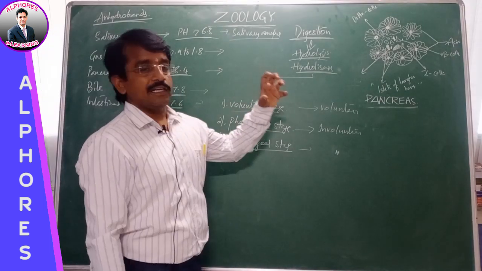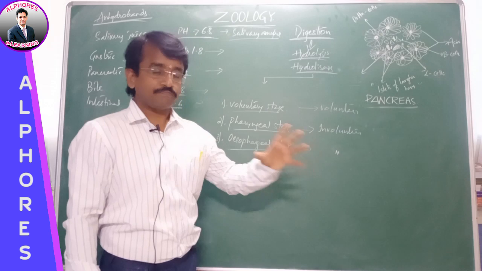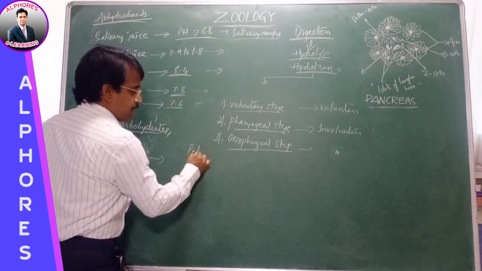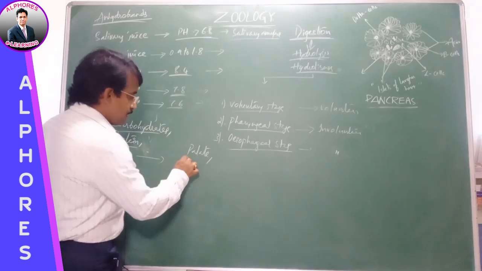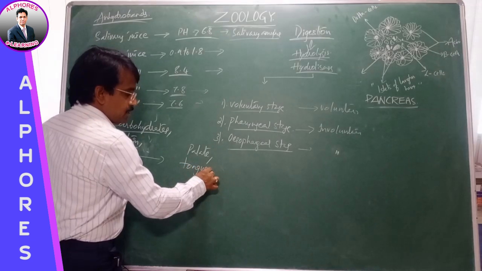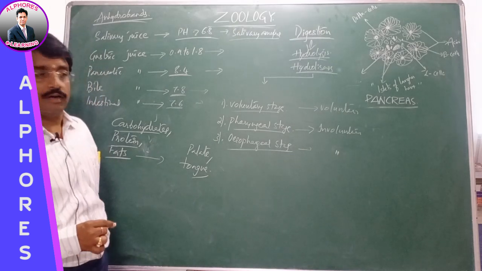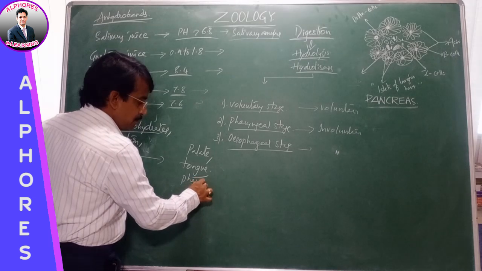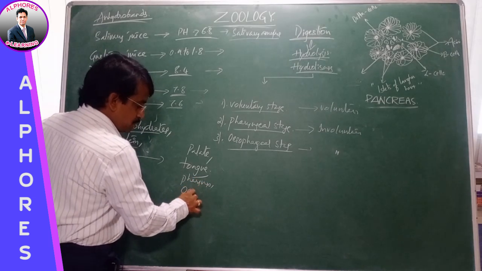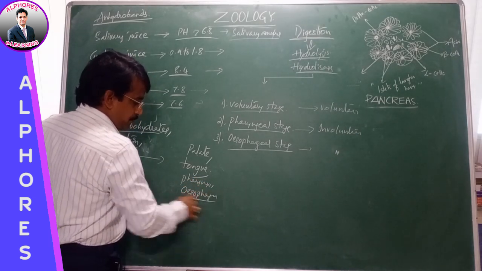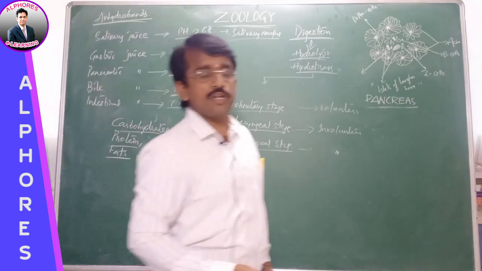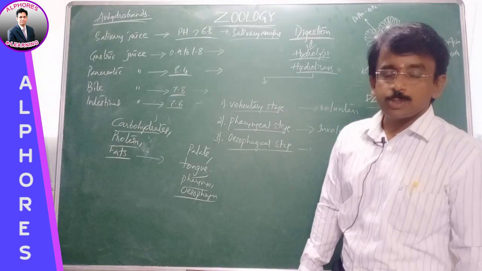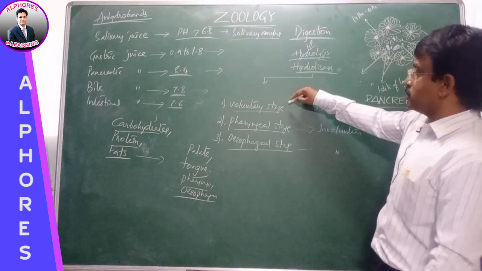Basically, deglutition or swallowing is a coordinated activity of the palate, tongue, pharynx and esophagus. The first stage is the voluntary stage.